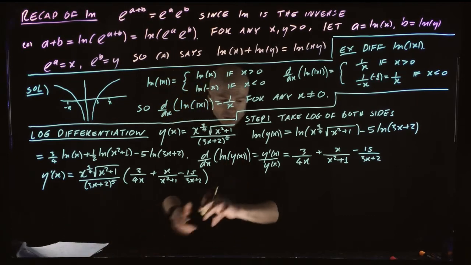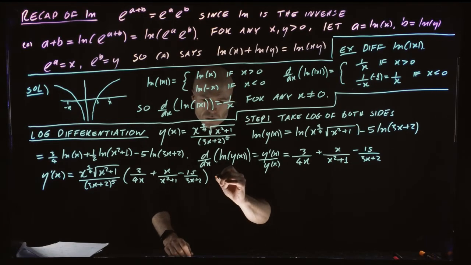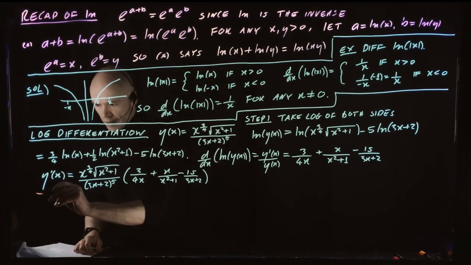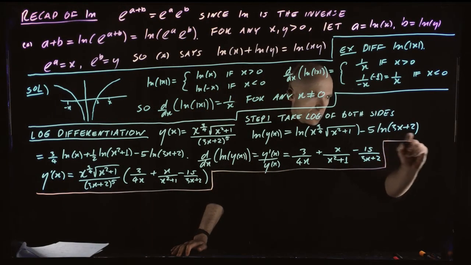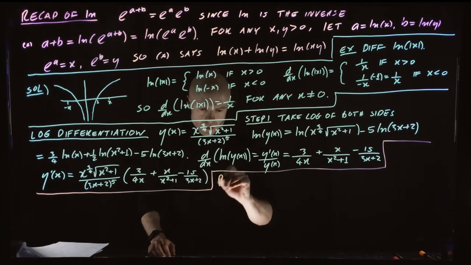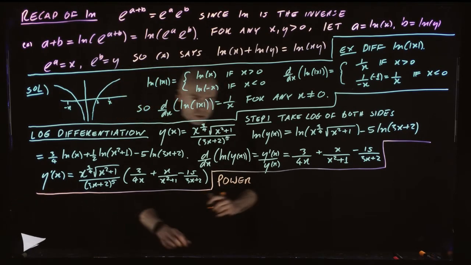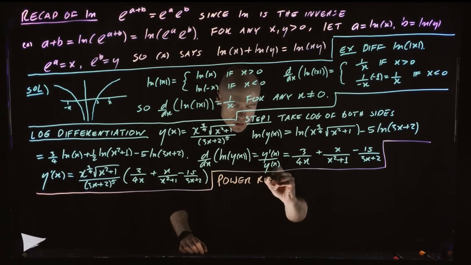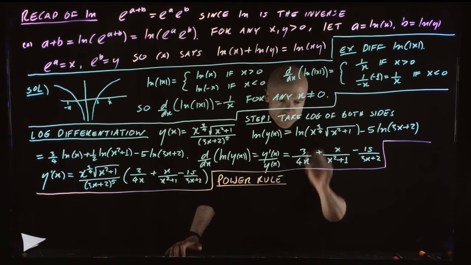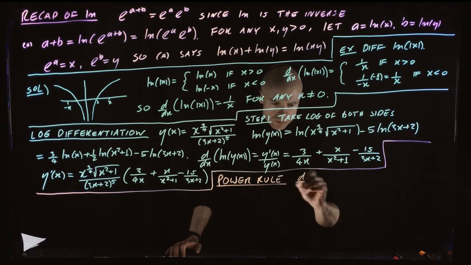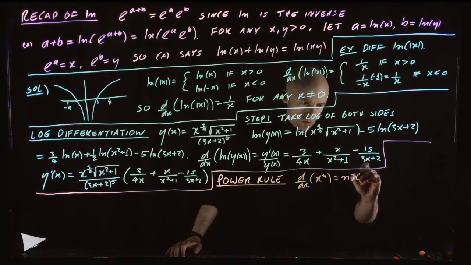Let's use it to find out the power rule. So we had this kind of algebraic proof of the power rule that we discussed before. Log differentiation gives us a really slick one. So if we want to differentiate x to the n, we know it's n x to the n minus 1.